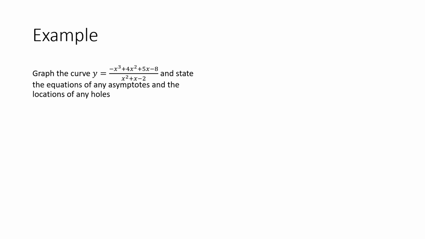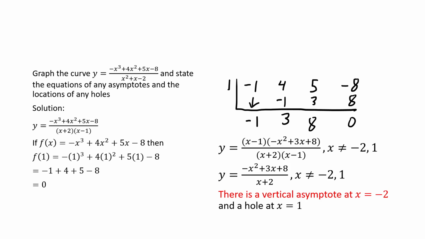Okay. Suppose we want to graph this curve. We've got a cubic over a quadratic. It looks pretty difficult at first, but then we realize that we can factor x minus 1 out of both the numerator and denominator, and so we're able to cross it out. And we have a quadratic over a linear that doesn't simplify further. Because of the way we simplified, we see that we have a hole at x equals 1, but we have a vertical asymptote at x equals -2.